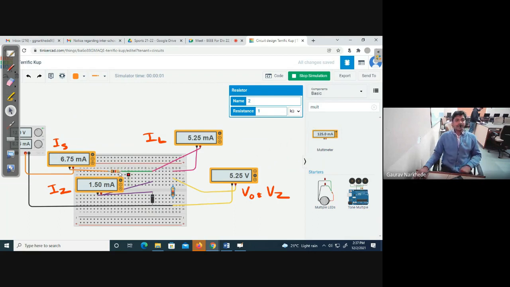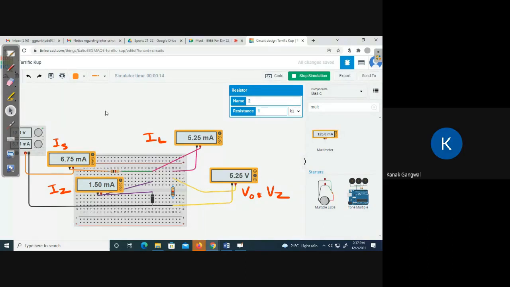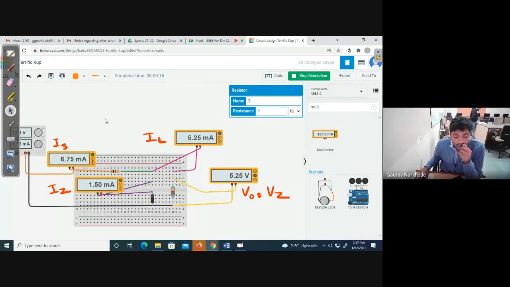Okay, great. So for 12 volts, you are getting 5.25 volts. How much do we want? 6 volts, right? Okay. So let us say that I will increase it to 1.1.